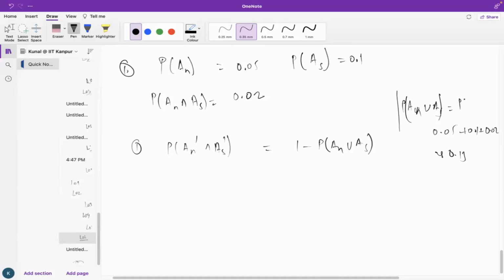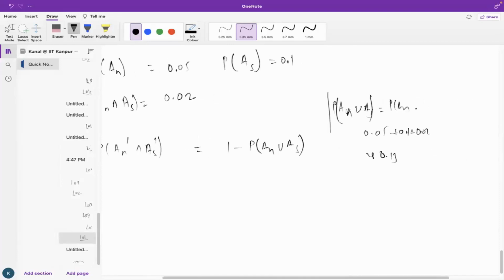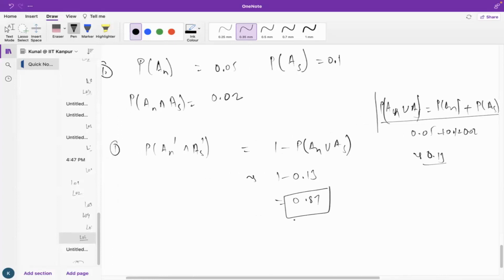So what do I have to do here? Probability of AN plus probability of AS, and there will be a minus sign, so minus probability of AN intersection AS. So this is the thing. We get 0.13, so 1 minus 0.13 is the probability. There is a high chance that both of them fail, right?